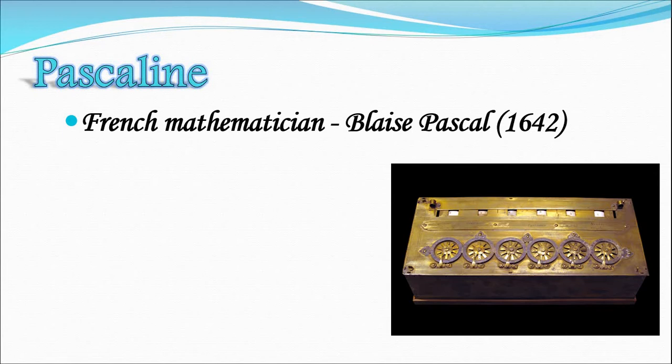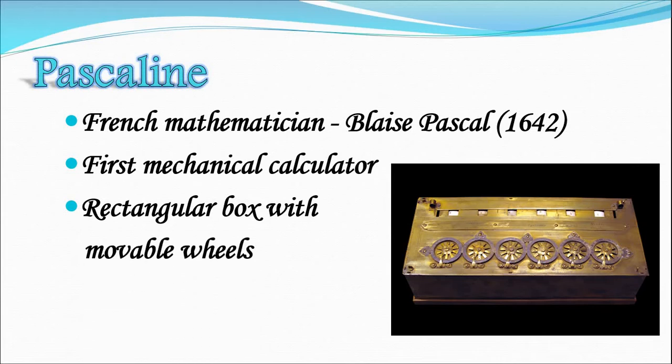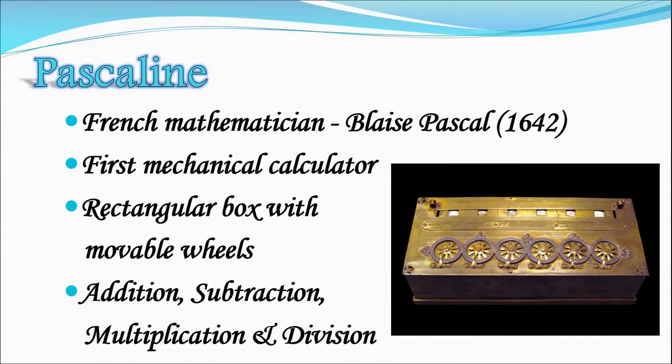Next, Pascaline. It was invented by the French mathematician Blaise Pascal in 1642. It was the first mechanical calculator. It consists of a rectangular box with movable wheels, and it was used for addition, subtraction, multiplication, and division up to hundreds and thousands. Next, Difference Engine.